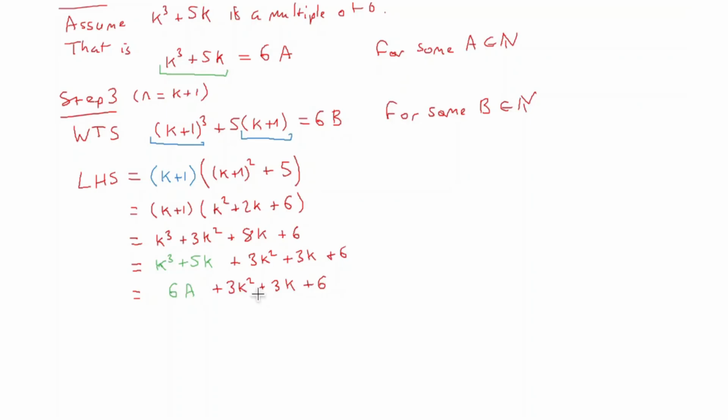But in the middle here, we have 3k squared plus 3k. That's a multiple of 3, but not necessarily a multiple of 6. So let's see how we deal with that. Let's keep the 6a for now. And what I'm going to do is factorize this to get 3k times k plus 1 and then plus 6 on the end. And what I'm going to notice at this stage is that I have k times k plus 1. K times k plus 1 is 2 consecutive numbers.